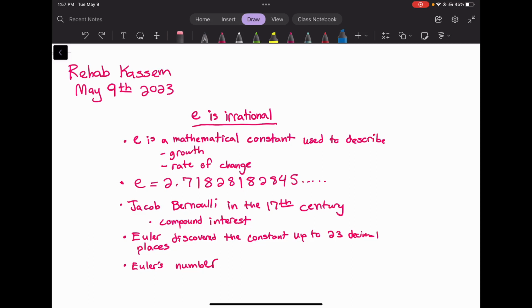Hi everyone, my name is Rahab Qasim, and today I'll be proving that E is irrational. Before I begin my proof, I just want to start with a brief history of E. E is a mathematical constant, and it's used to describe growth and rate of change.